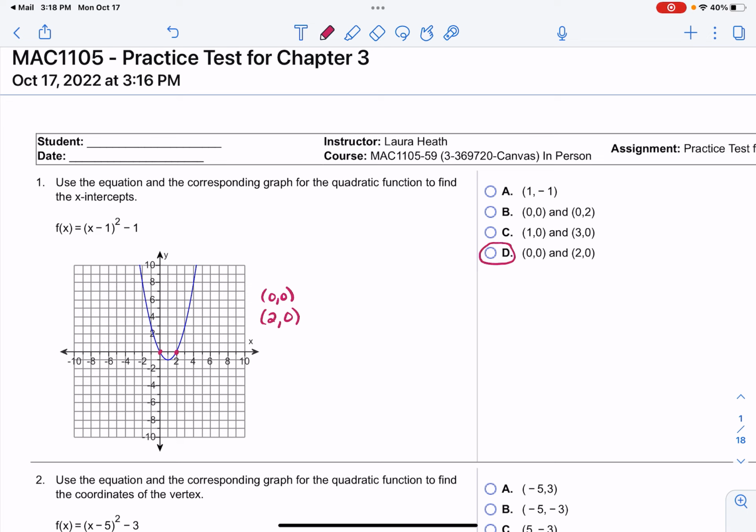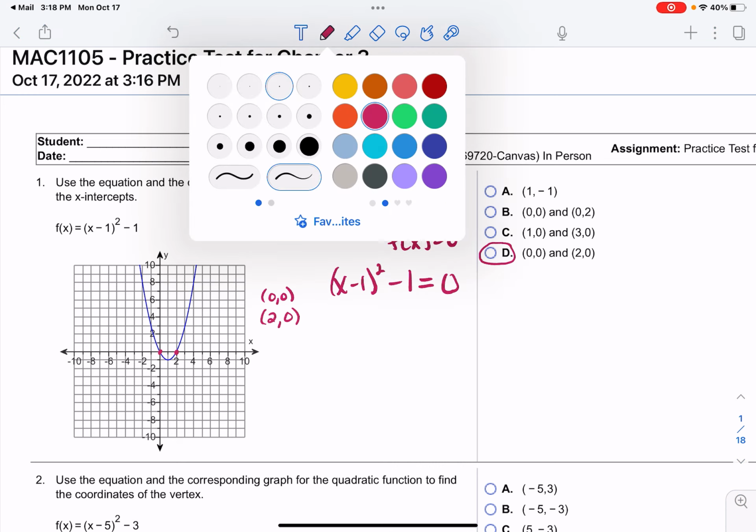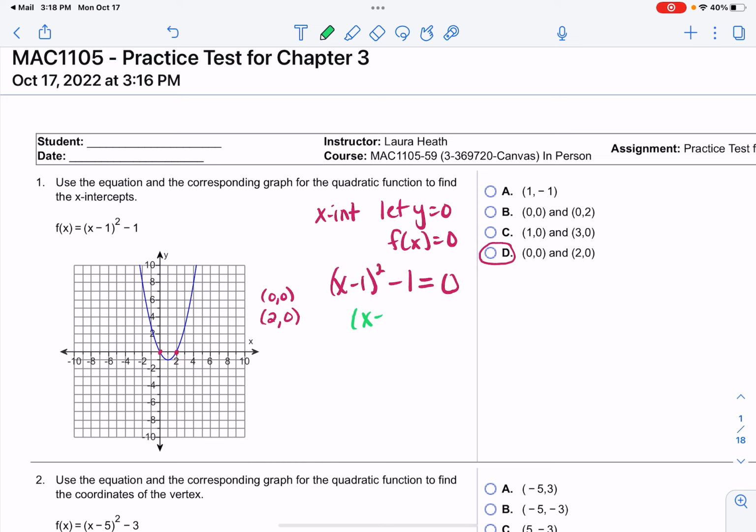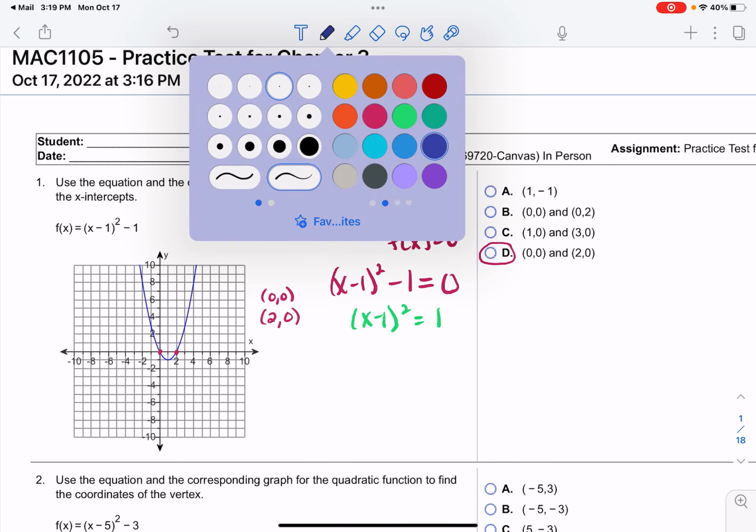Another way of finding this without looking at the graph is to find x-intercepts by letting y equal 0. Or in this case, we're going to let the whole f of x equal 0 and solve the corresponding equation. That's going to look like (x minus 1) quantity squared minus 1. I've set that whole function equal to 0. Now I'm going to add 1 to both sides of this equation, and that's going to give me (x minus 1) squared equals 1.